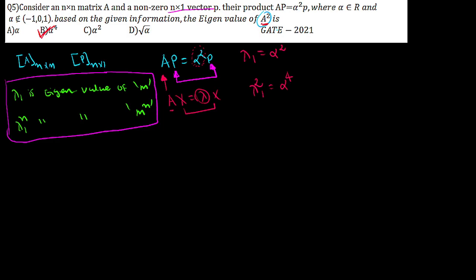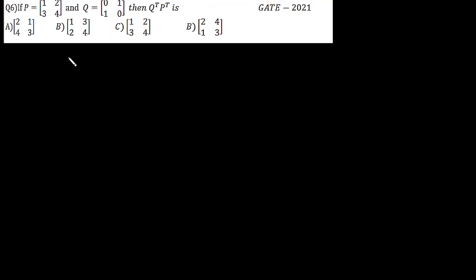Now let's move to question 6. Okay, now let's solve question 6. Question 6 says we have matrix P which is 2 cross 2 and matrix Q which is also 2 cross 2, and they're asking about the multiplication of Q transpose times P transpose. This question can be solved in two ways.